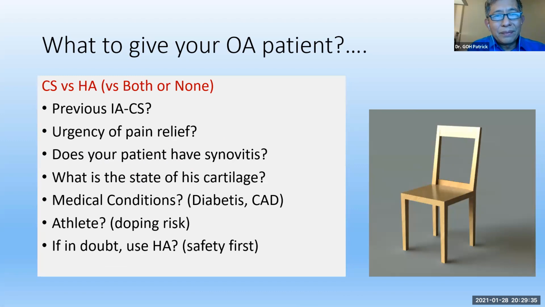And with that, I'll end my, I'm sorry, not yet. Just one last thing. As a clinician, when you are meeting your OA patient, you have the choices. If he's been receiving corticosteroids for a while, you may not want to give any more because you have to use it sparingly, and you just don't want to have too much collateral damage on the cartilage. What's the urgency of pain relief? Does he really have synovitis? What's the state of his cartilage? If he's got not that much cartilage left, do you want to destroy it all? Does he have a medical contraindication or a medical risk? Does he have a doping risk if an athlete?